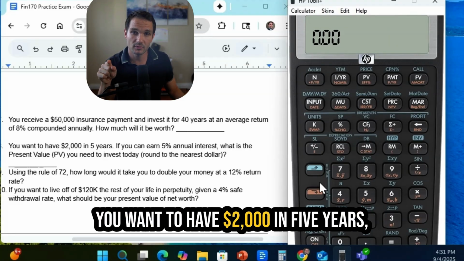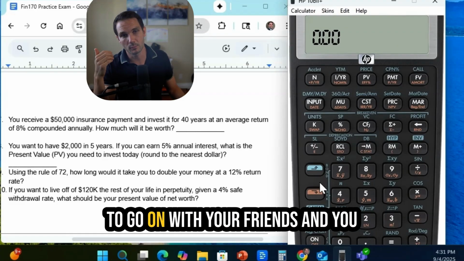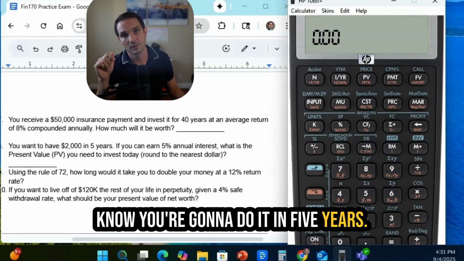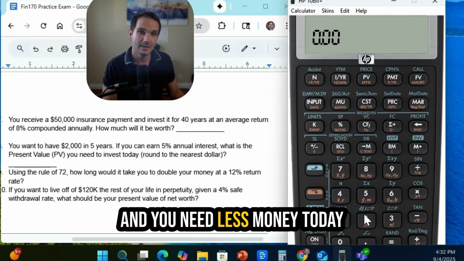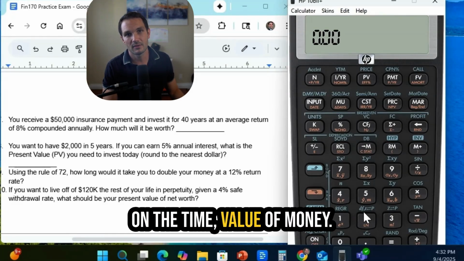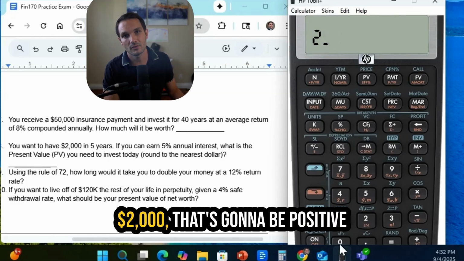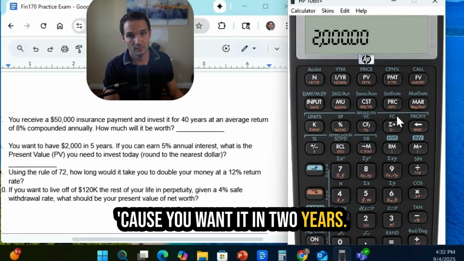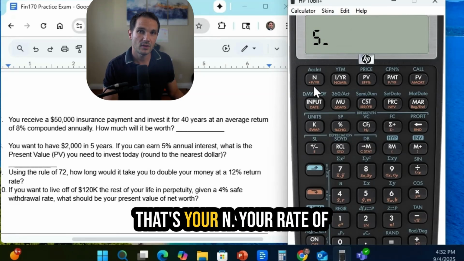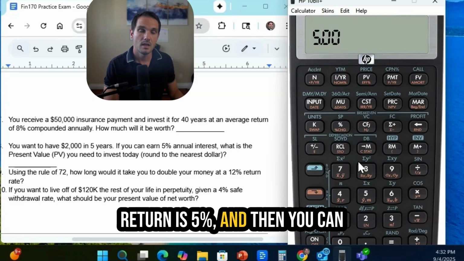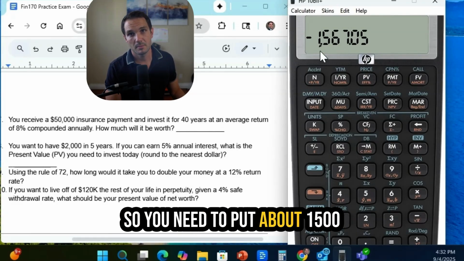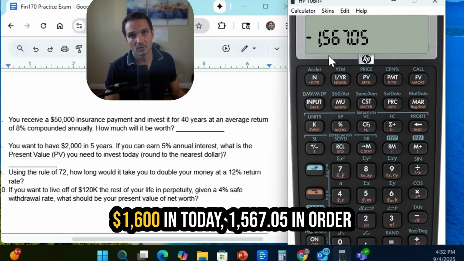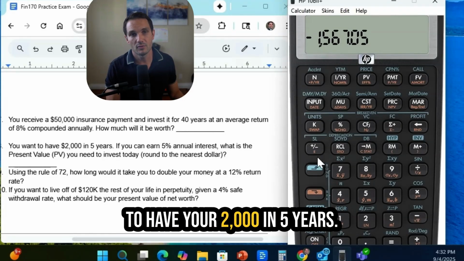You want to have $2,000 in 5 years. Let's say you have a trip you want to go on with your friends, and you know you're going to do it in 5 years. You could save money today to make sure you have the money for the trip in the future. And you need less money today than you do in the future based on the time value of money. So you're going to take that $2,000. It's going to be positive because you want it in the future. That's your future value. It's 5 years. That's your N. Your rate of return is 5%. And then you can calculate how much you need today by pressing present value. So you need to put about $1,500, $1,600 in today, $1,567.05, in order to have your $2,000 in 5 years.